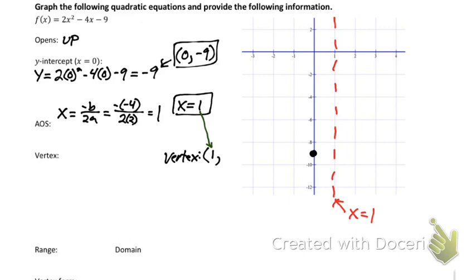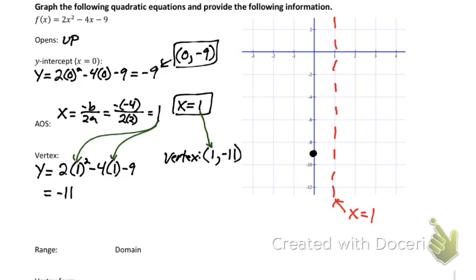Well, that means to come up with my vertex, I need to plug 1 into the equation. So for our vertex, we're going to have y equals 2 times 1 squared minus 4 times 1 minus 9. And that came from plugging that 1 in for your x's. Well, 1 squared is 1, 1 is 1, so it's really 2 minus 4, which is negative 2, minus 9 is negative 11. So our vertex is going to be 1, negative 11.